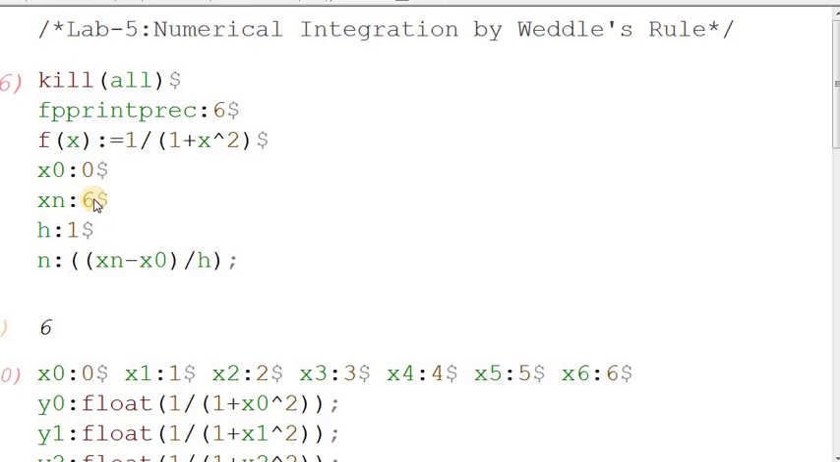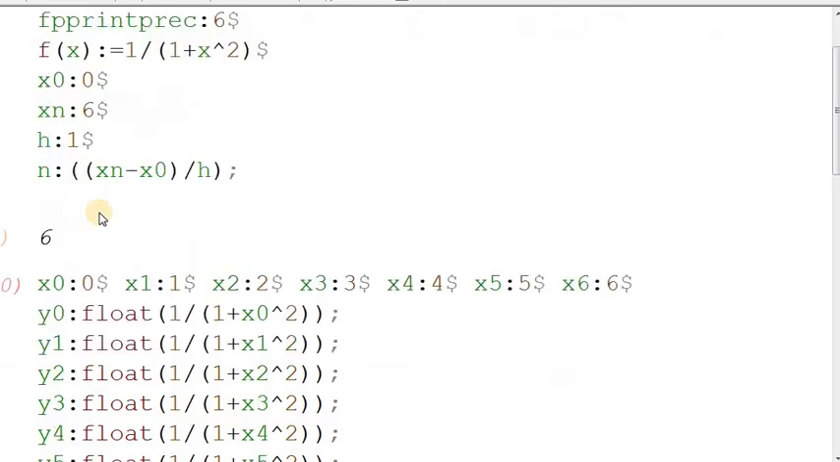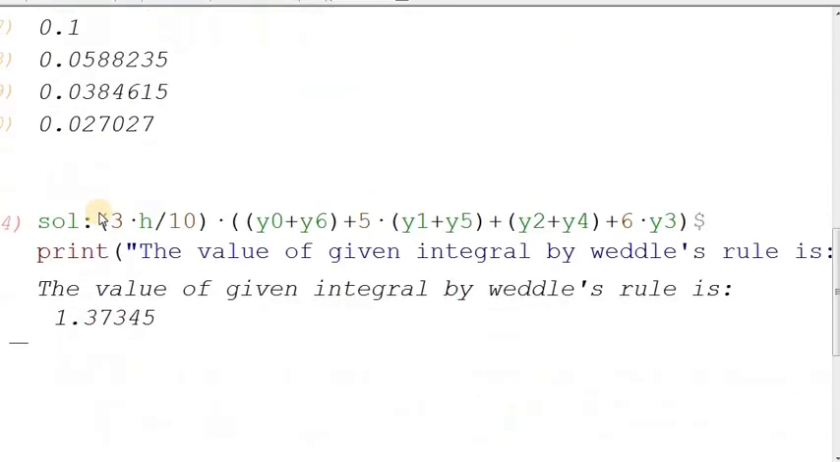See how easily we can write this program to evaluate the numerical integration of 1 divided by 1 plus x square from 0 to 6. I hope you understand this program.